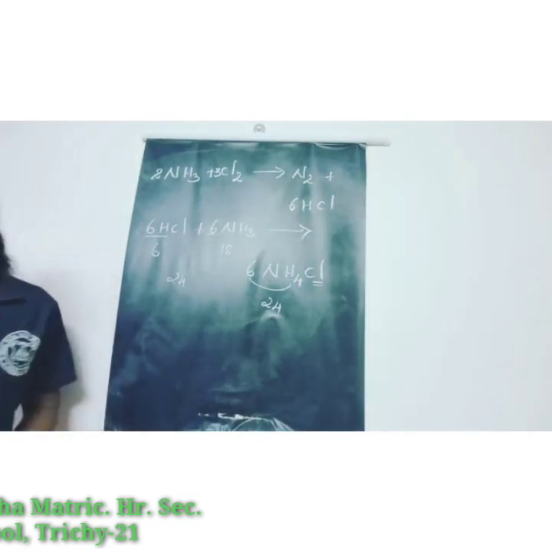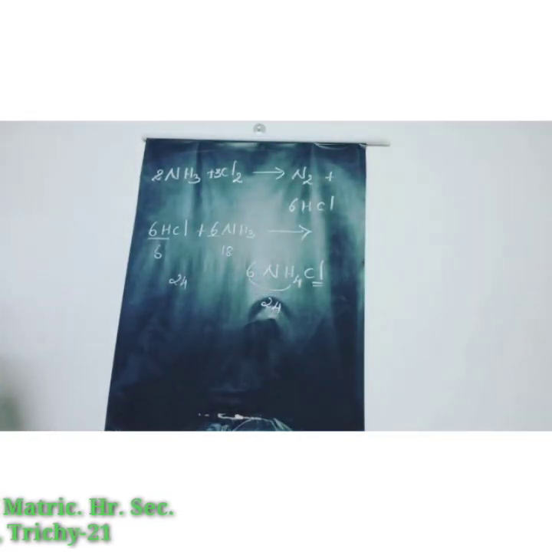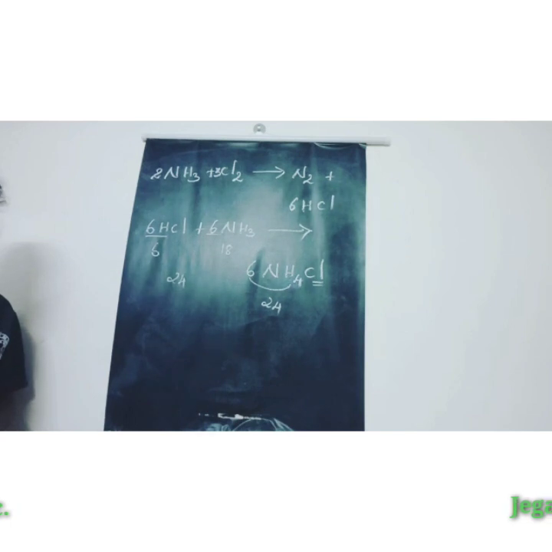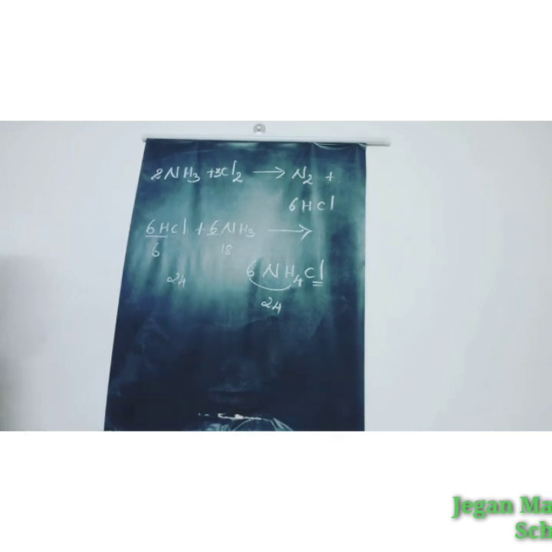And then next one is, with excess of chlorine, ammonia reacts to give nitrogen trichloride, an explosive substance. Nitrogen trichloride formula: N represents nitrogen, tri represents 3 times, chloride Cl. So nitrogen trichloride formula is NCl3. Okay, let us see the equation.